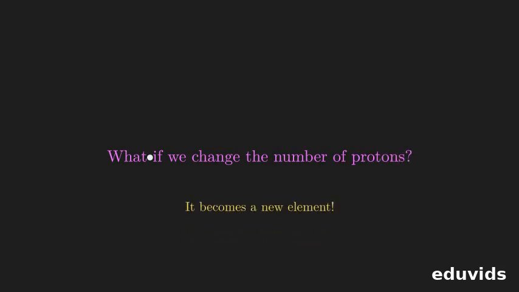Now, think, what would happen if we changed the number of protons in that carbon atom? If you add a proton, it is no longer carbon, it becomes a different element entirely. If you change the number of electrons, the atom becomes an ion, changing its chemical reactivity.